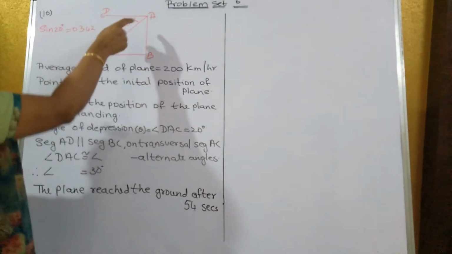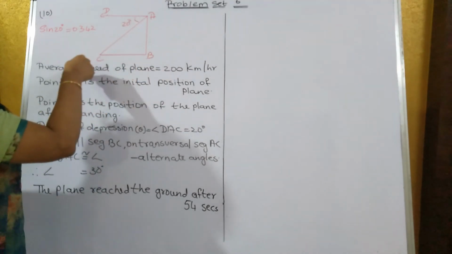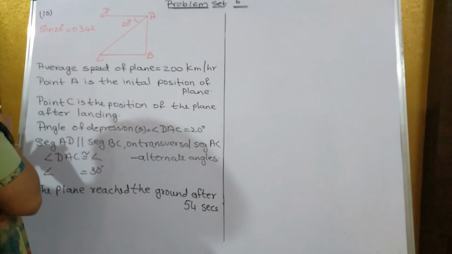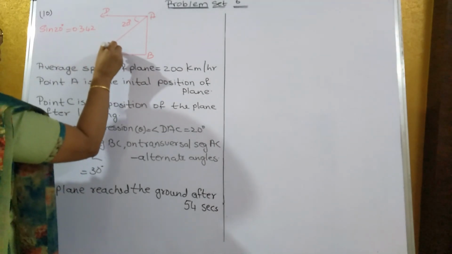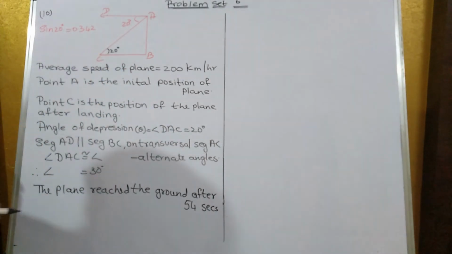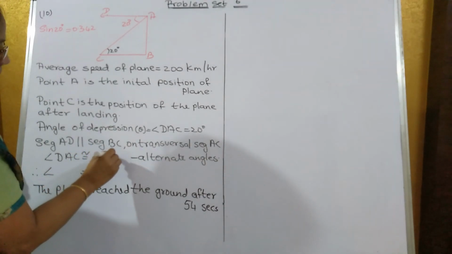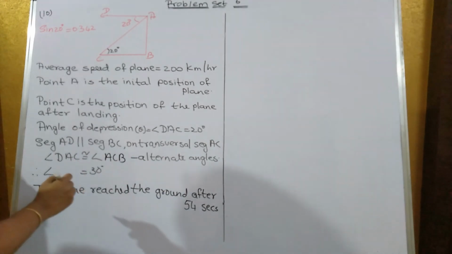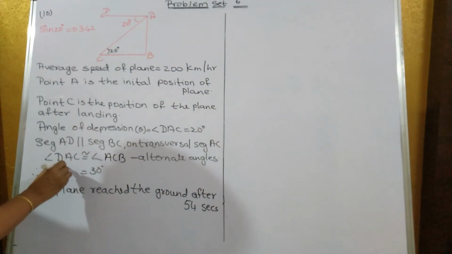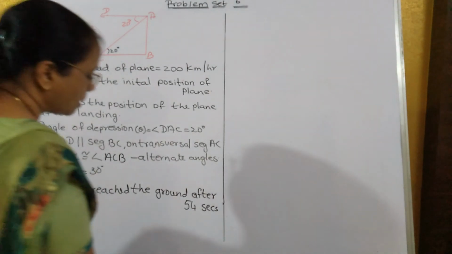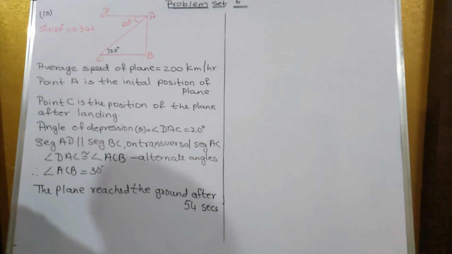Now AD is parallel to BC and AC is a transversal, so these two angles are equal, because they are alternate angles. So angle DAC is equal to angle ACB, therefore angle ACB is also equal to 20 degrees. The plane reached the ground after 54 seconds. Now we have to find AC, that is the distance.